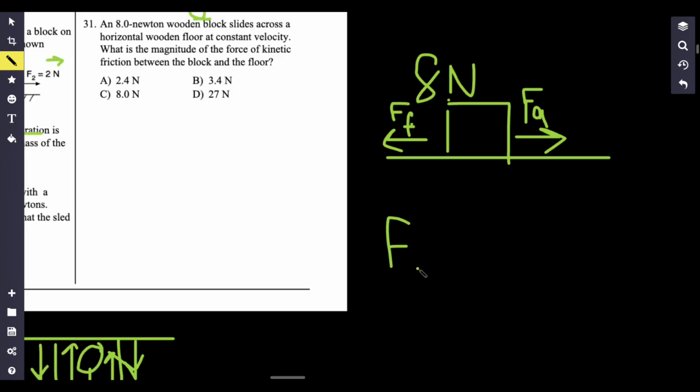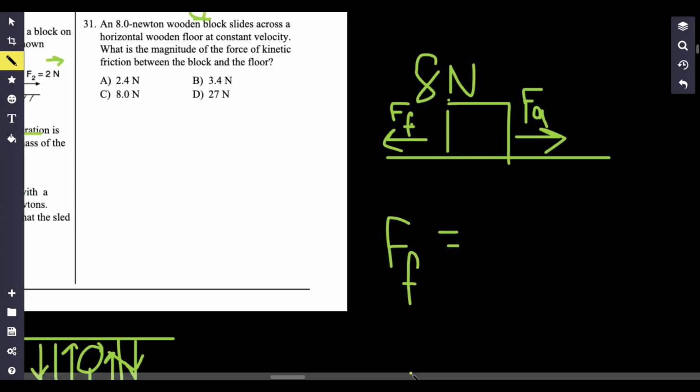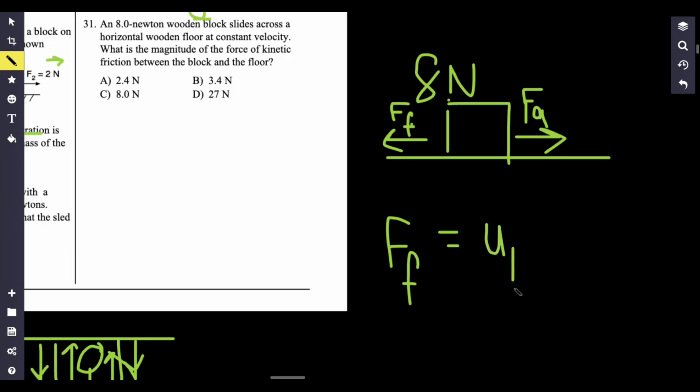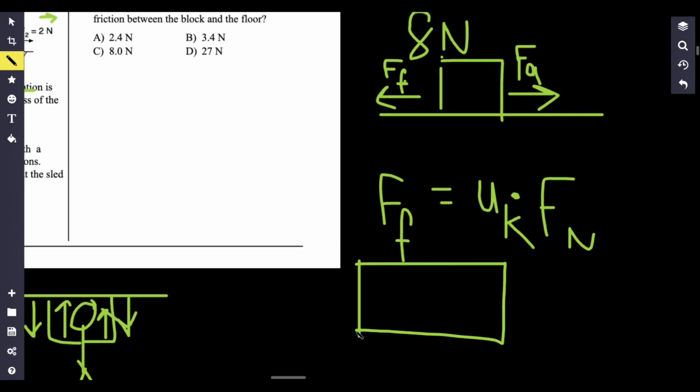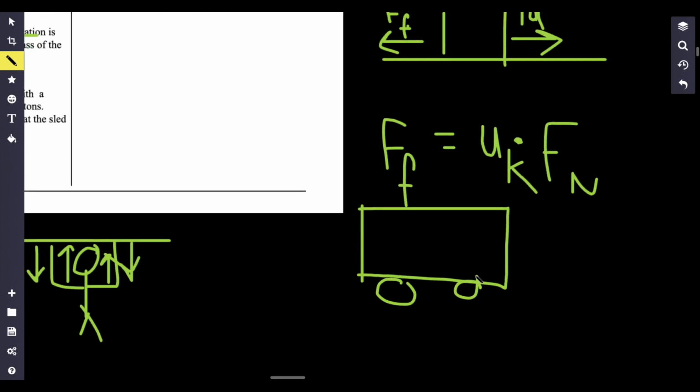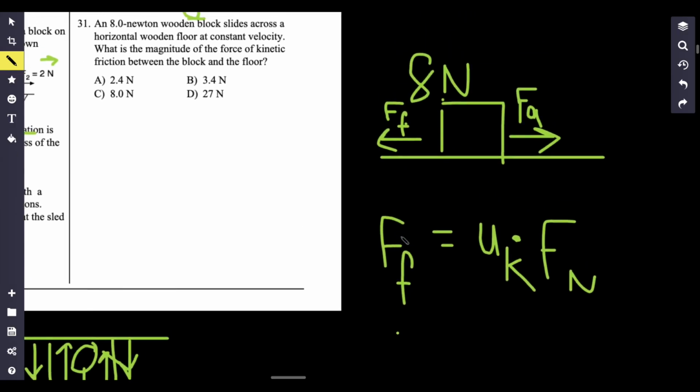Okay. Now, if you want to find out the force of friction, that's going to be equal to the coefficient of kinetic friction multiplied by the normal force. Think about when you have a truck on the road and the road is super bumpy, there's going to be a lot of friction going on. But if you have a little toy car, it's probably not going to be as much friction.